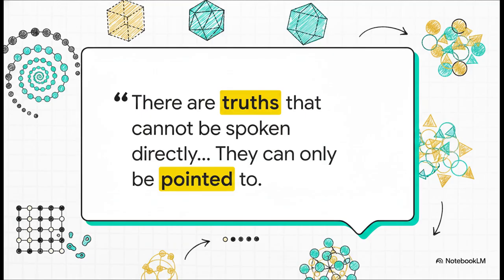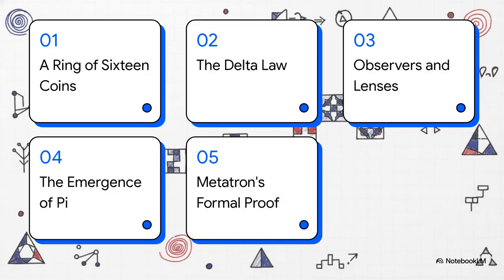Look, I want to start off with this fascinating thought straight from our source material. Sometimes the universe's most complex geometries and constants can't be fully grasped through massive chalk-dusted equations. Instead, they can only be understood by watching a perfect, finite pattern unfold right in front of you. Okay, let's take a really quick look at our roadmap. We'll start with a ring of 16 coins, establish the delta law, introduce observers in infinite lenses, witness the emergence of pi, and finish up with Metatron's formal proof.